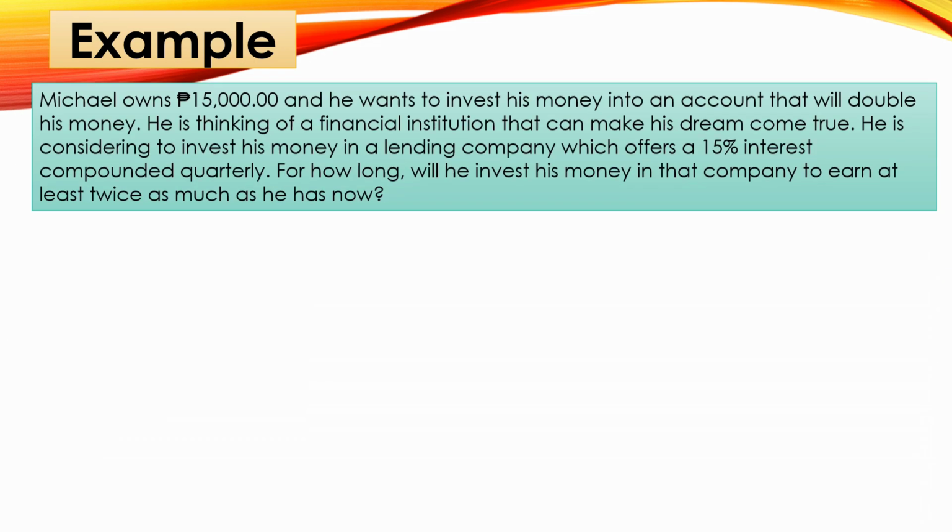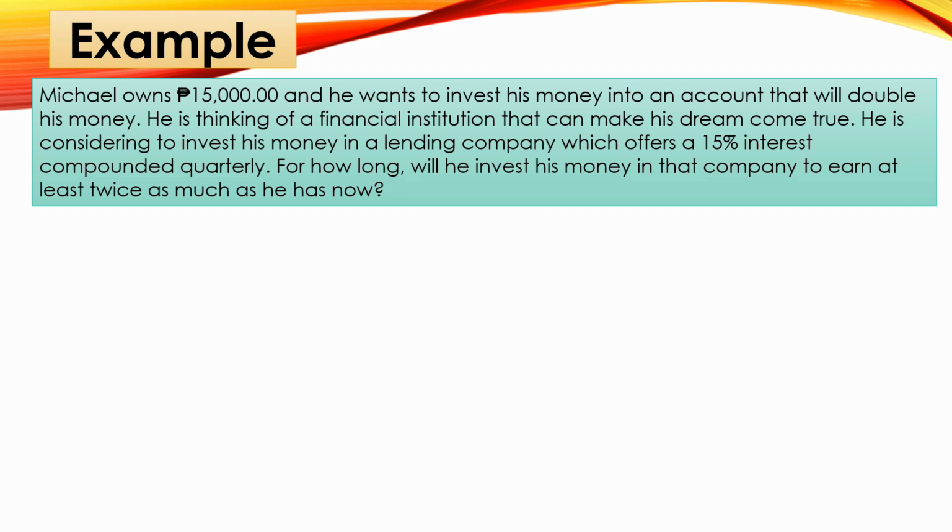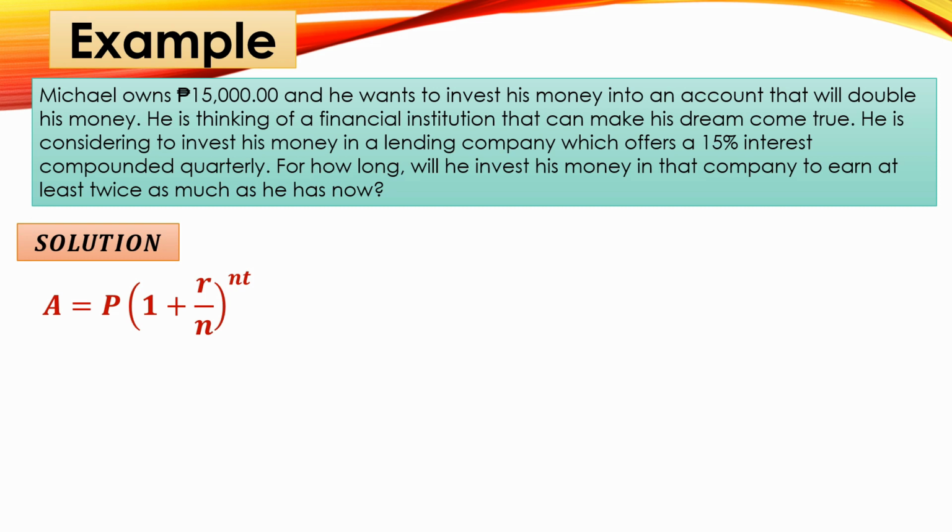Another example, Michael owns 15,000. He wants to invest his money into an account that will double his money. He is thinking of his financial institution that can make his dream come true. He is considering to invest his money in a lending company which offers a 15% interest compounded quarterly. For how long will he invest his money in that company to earn at least twice as much as he has now? So this is our formula.